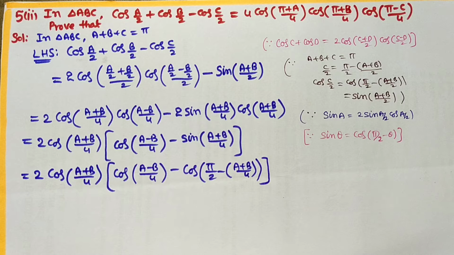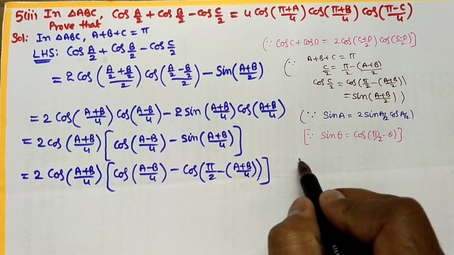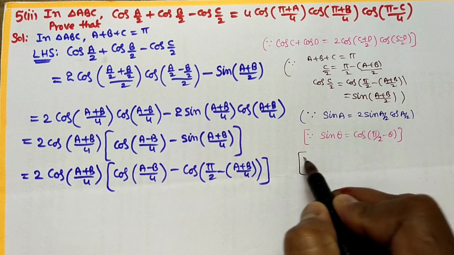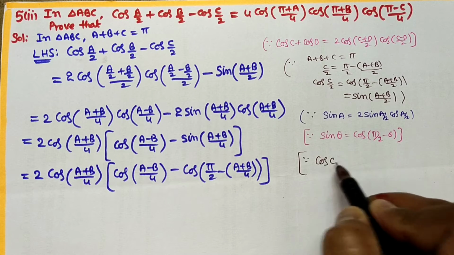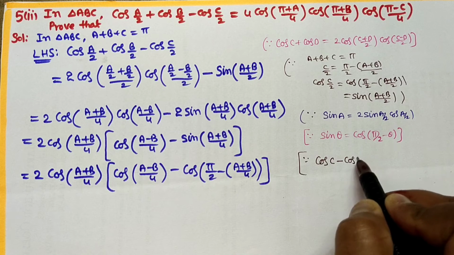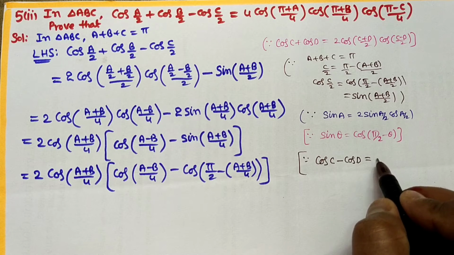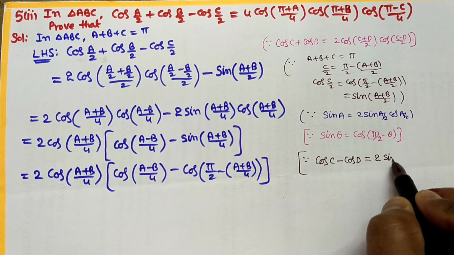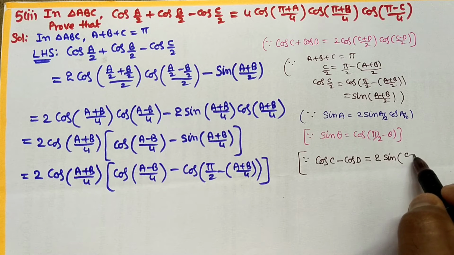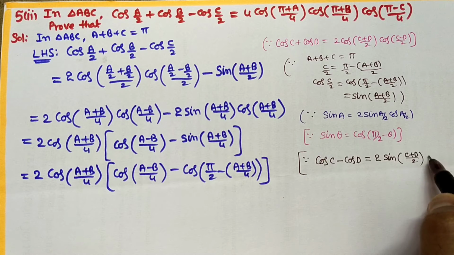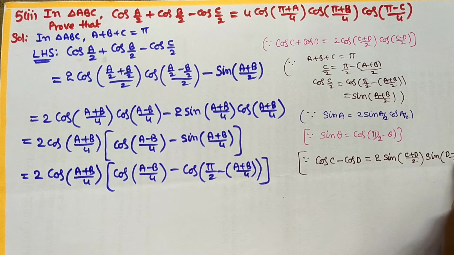Here we have to apply cos c minus cos d. We know the formula for cos c minus cos d. Here I am writing cos c minus cos d, which is equal to 2 sin of (c plus d) by 2 sin of (d minus c) by 2. If you write (c minus d) by 2, you have to keep a minus before it. Otherwise, (d minus c) by 2. That is better.